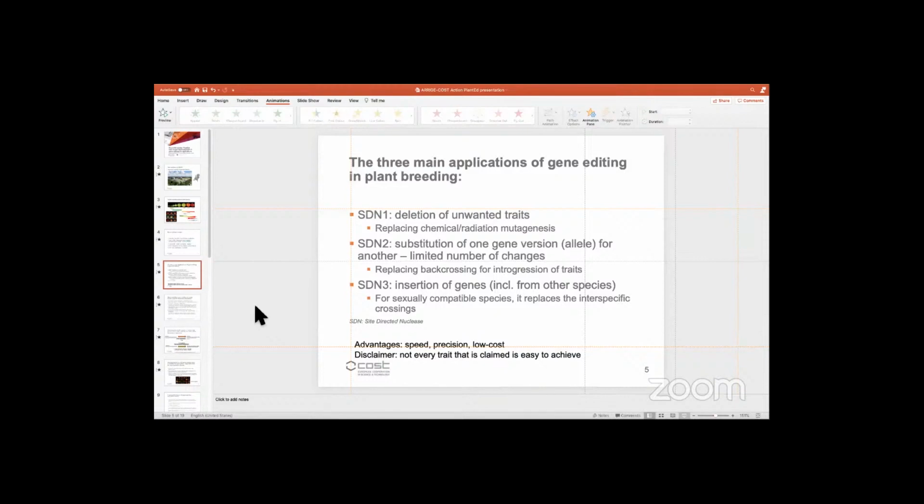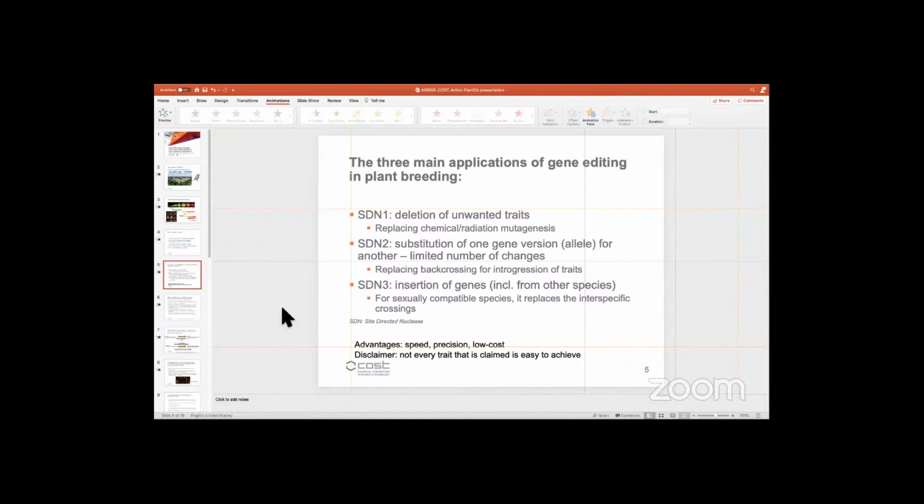SDN2 is the substitution of one gene version, an allele, for another one by making a limited number of changes. So that could, for example, include base editing or prime editing. And it resembles the backcrossing for integration of traits from one cultivar or one variety into an elite variety, which takes a couple of generations to achieve. And with gene editing, this is much faster. SDN3 finally is the insertion or replacement of entire genes, including replacing with genes from other species. So then it starts to resemble transgenesis somewhat, or from sexually compatible species.